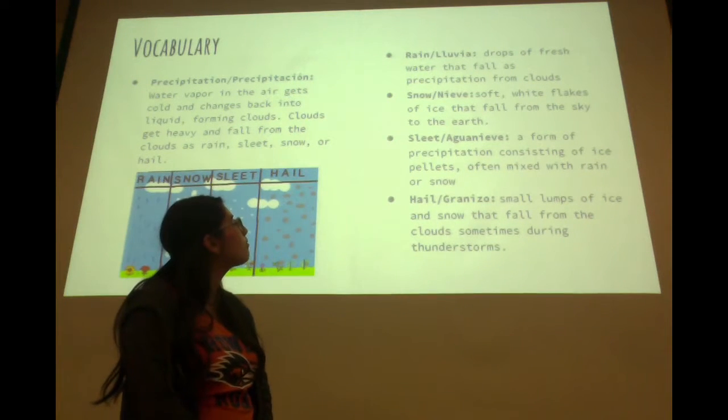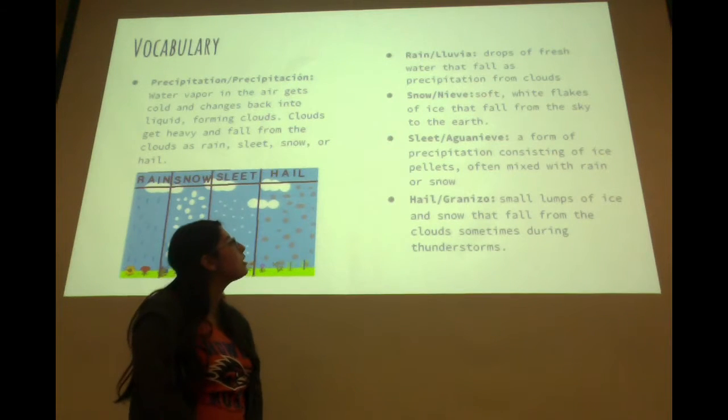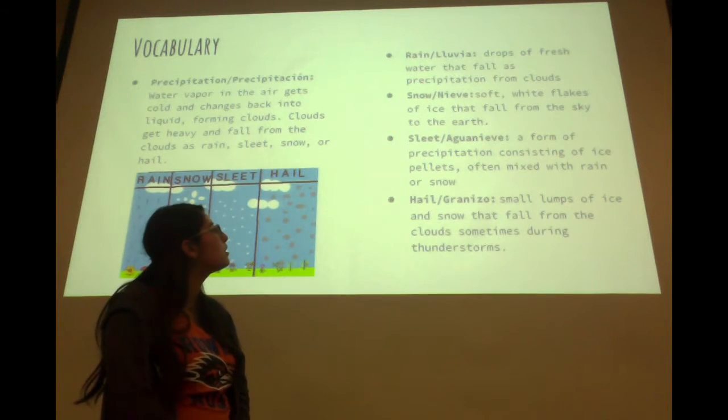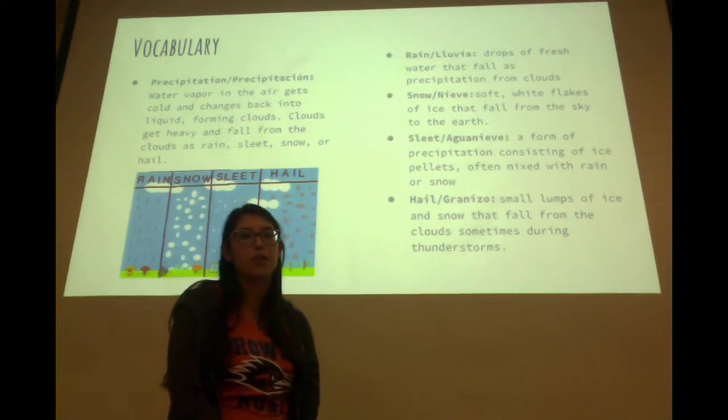Snow, it's soft white flakes of ice that fall from the sky to the earth. Sleet is a form of precipitation consisting of ice pellets, often mixed with rain or snow. And hail is small lumps of ice and snow that fall from the clouds, sometimes during thunderstorms.